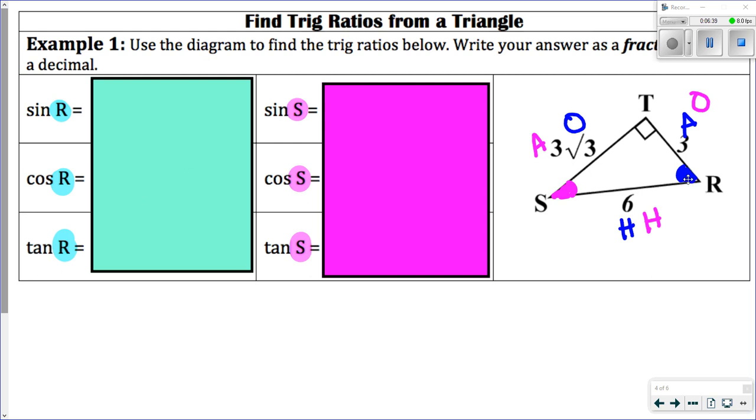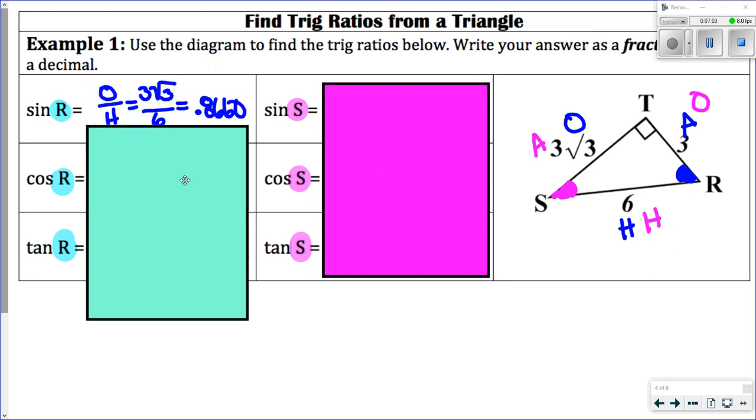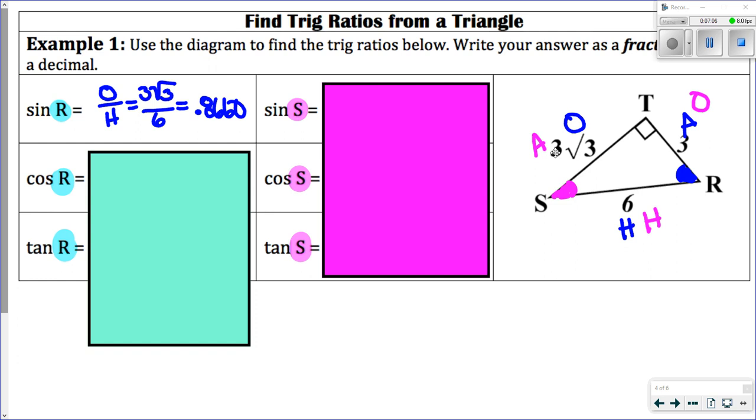Since we're dealing with angle R, I'm looking for the adjacent. So the side adjacent is 3. Opposite it is 3 root 3. And the hypotenuse is opposite the 90-degree angle. Okay, so let's do sine R. As we can remember, SOHCAHTOA, so it's sine opposite over hypotenuse. So then that means we would do 3 root 3 over 6. And then we find the decimal for it.